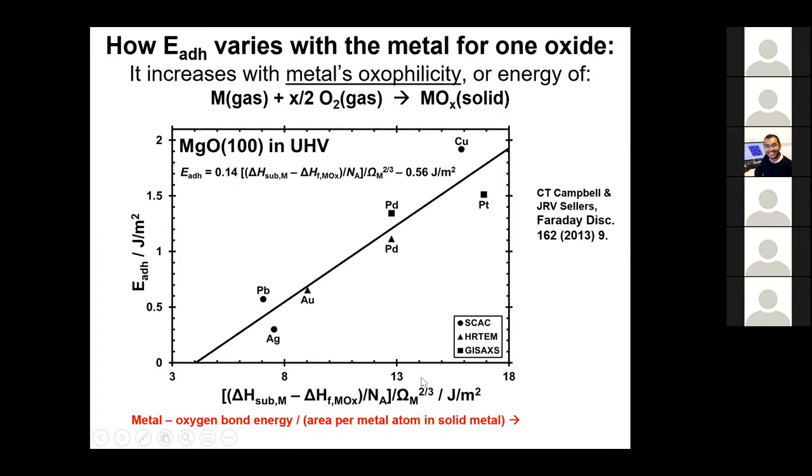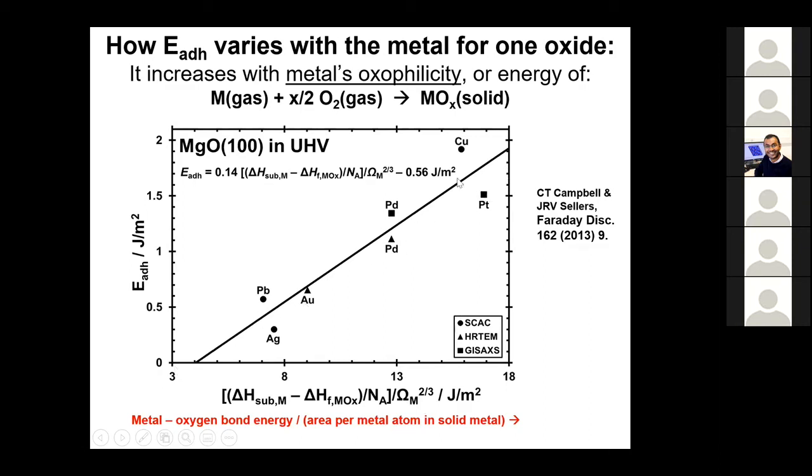This is the surface area of the metal atoms. So this is the atomic volume in the bulk to the 2/3 power. So it's the surface area of the metal atom, if you like. So this is kind of an oxophilicity per unit area. These are per unit area numbers, and that's why you need this addition to the oxophilicity there. So there's a strong correlation.